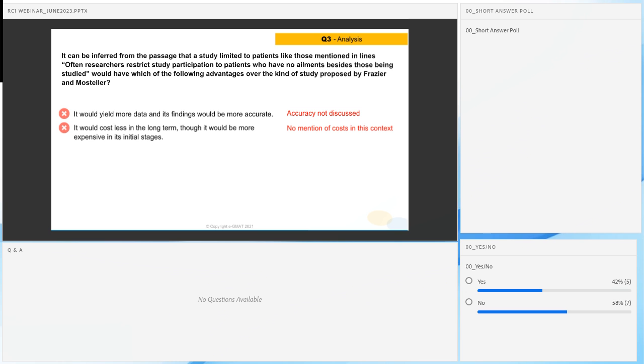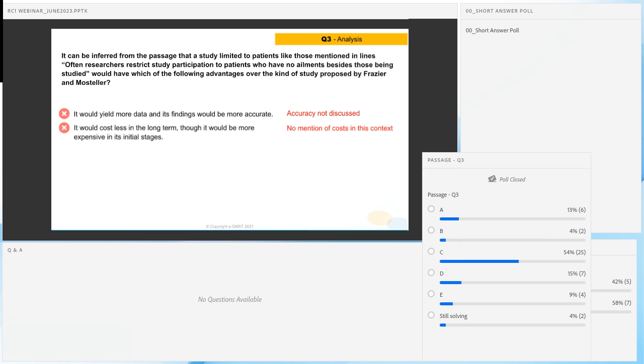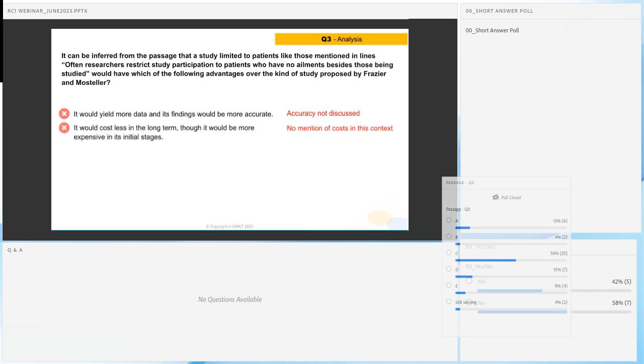So let's look at the polls. Let's look at how you guys polled for this one. 54% of you got this right. Choice A was quite popular. Choice D was popular, as was choice E overall. So you can see how you polled in this.